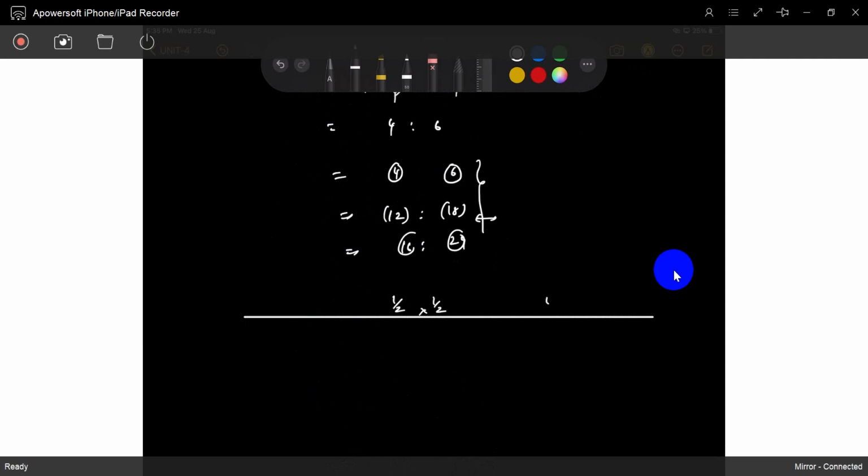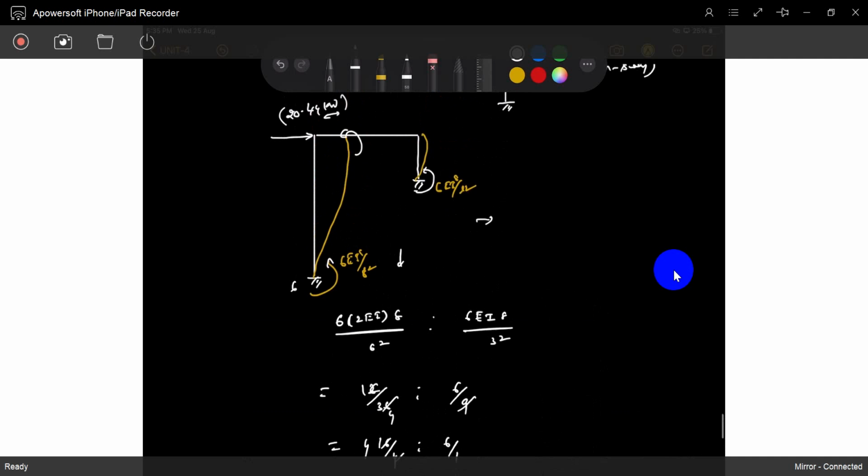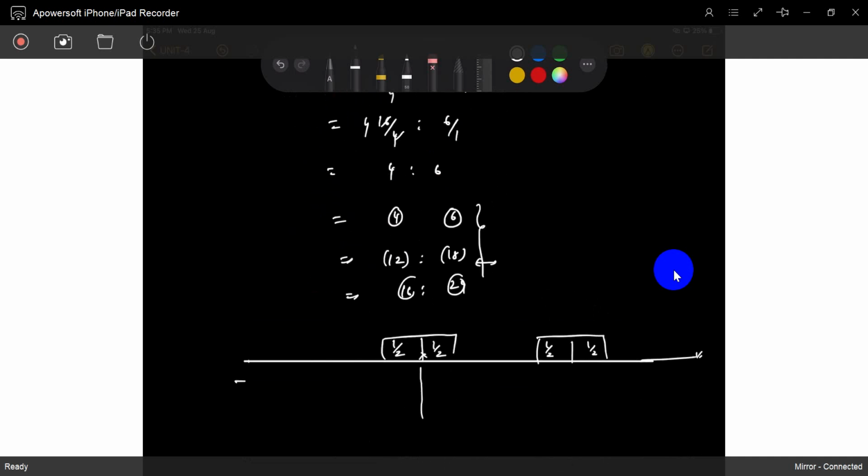Okay. So now you can observe it. This is negative. This is negative. This is negative. This is negative. So okay, negative means what? 12. So 12. Understood?